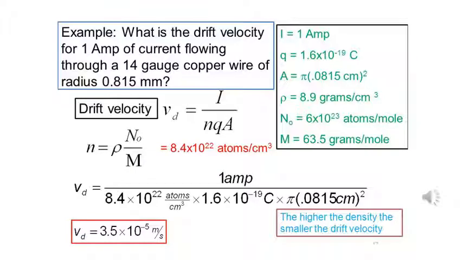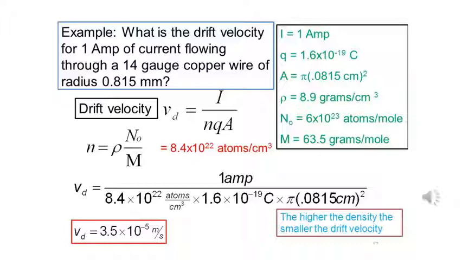There is another variety of question. It is asking: what is the drift velocity of a 1 ampere current flowing through a 14 gauge copper wire of radius 0.815 mm? Current is given as 1 ampere, and you know the charge on one electron is 1.6 into 10 to the minus 19 coulomb. The radius is given as 0.815 mm, so you could find the area, pi into 0.815 mm squared. You have to convert to centimeter square. And the density of copper is given as 8.9 grams per centimeter cube.